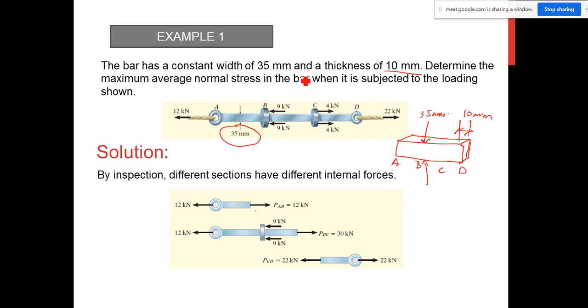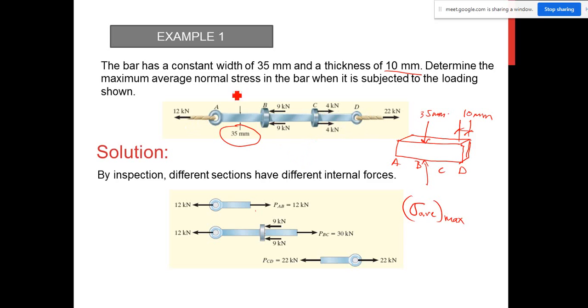Determine the maximum average normal stress, which is the sigma average maximum in the bar when it is subjected to the loading shown. So what we have to do is analyze the average stress for each portion of the bar: for portion AB, for portion BC, and also for portion CD.